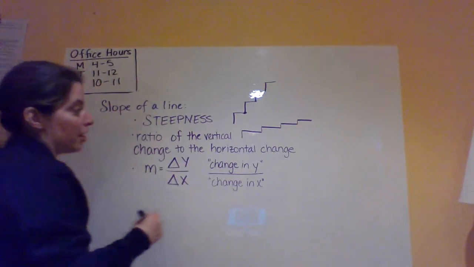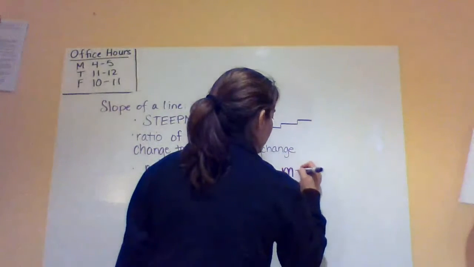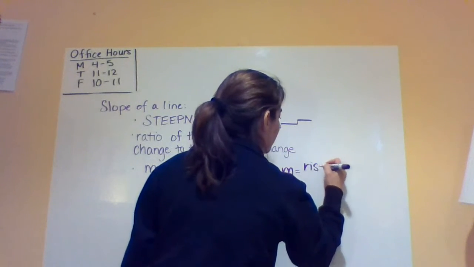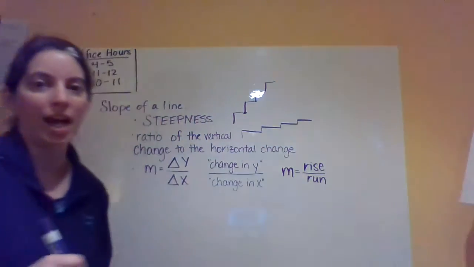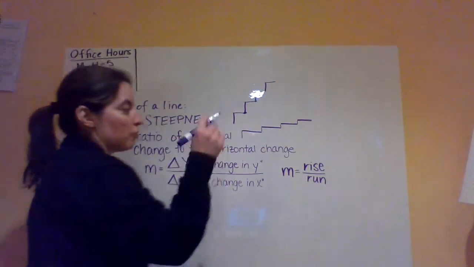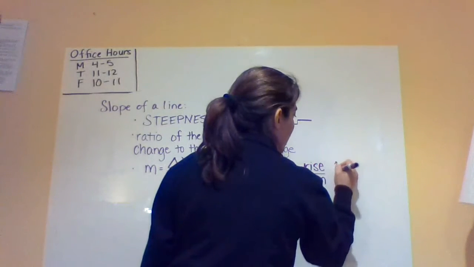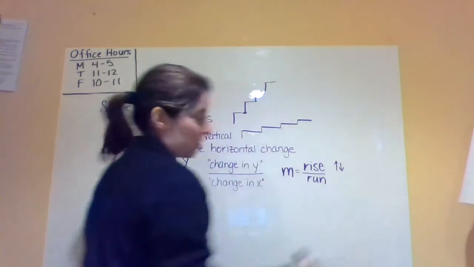Or another way we can describe this that you might remember is rise over run. These words again describe how we move. Rising, we rise up or down, right? An elevator rises. And then if it goes the other way, it will go down.